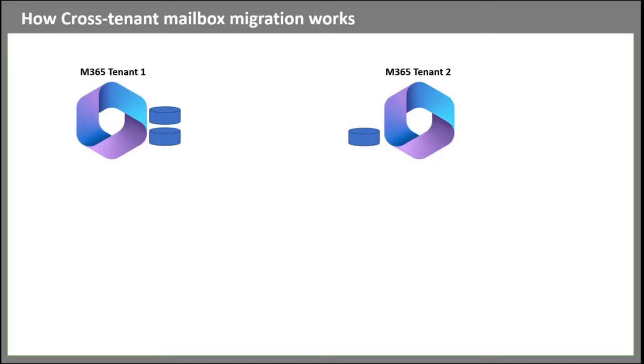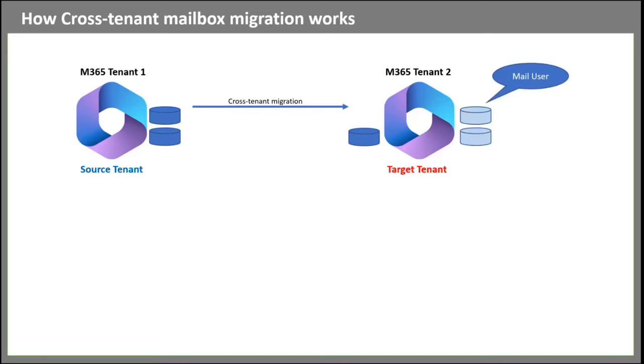In this deck, we have two Microsoft 365 tenants that are merged, and we are planning to move mailboxes from tenant 1 to tenant 2. So tenant 1 will be the source tenant and tenant 2 will be the target tenant, because we are migrating mailboxes from tenant 1 to tenant 2. The first step in cross-tenant mailbox migration is we create mail user accounts in the target tenant for the mailboxes that we want to move from the source tenant. That means if you have two mailboxes in the source tenant that you want to migrate to the target tenant, you need to create two mail user accounts within the target tenant.